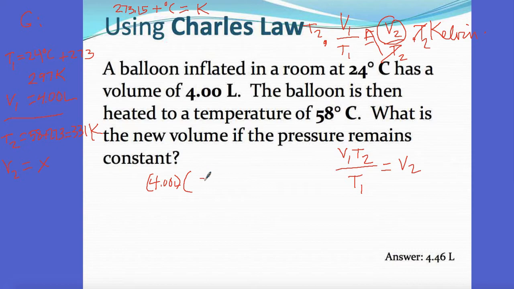T2 is 331 Kelvin. T1 is 297 Kelvin. Okay, when we're done, the Kelvins cancel, and we're going to get our answer of 4.46 liters, and that's equal to V2.